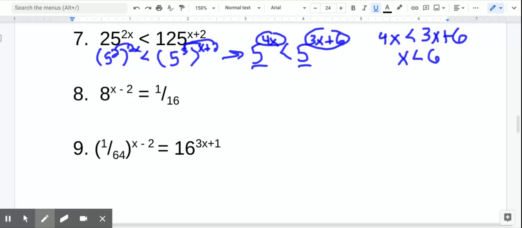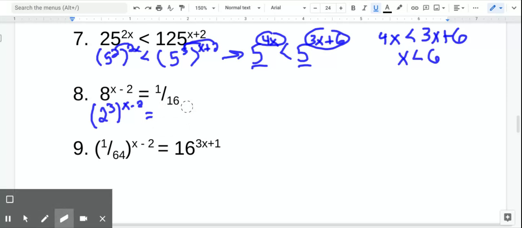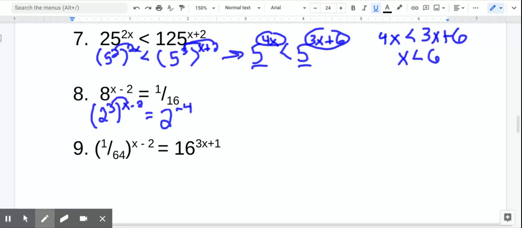We'll do the same thing here with number 8. Let's see. 8, the only thing that 8's a power of is 2. So we'll say that's 2 cubed. And then that means we need this as a power of 2. I guess I don't need parentheses on that one. So it's got to be 2 to the negative something, because that's how we get a fraction. So 2 to the negative 4th, I believe. All right, this needs to be multiplied. So this is going to become 2 to the 3x minus 6 equals 2 to the negative 4.